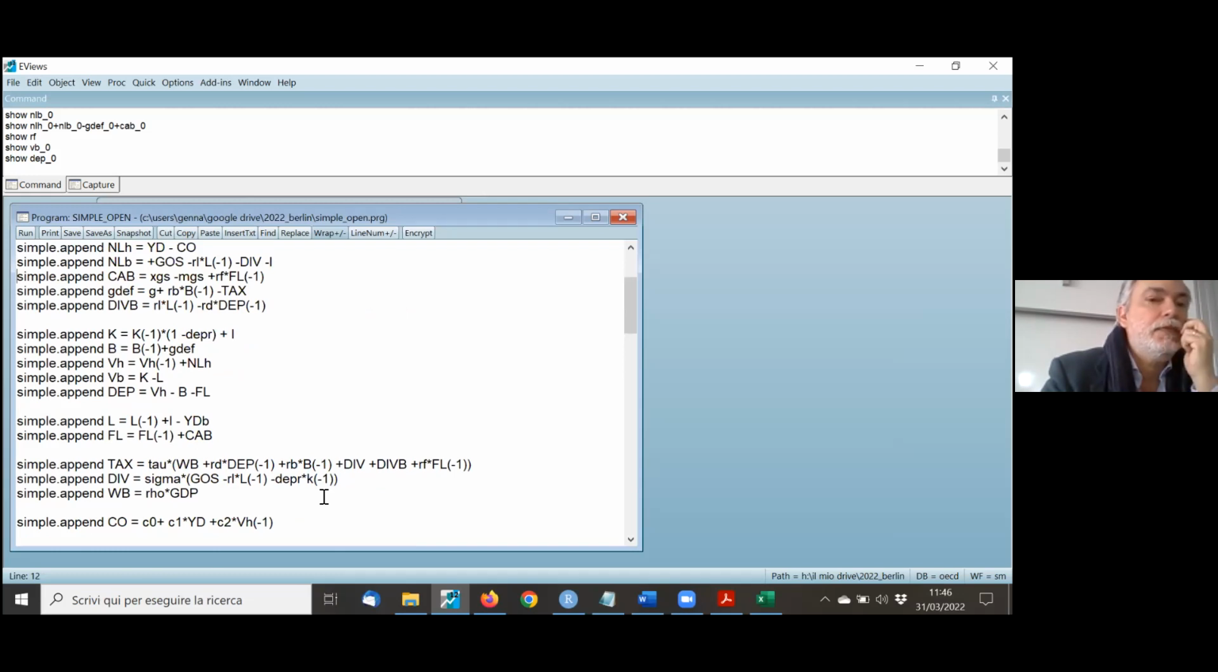The RF variation times FL, no? Yes, but this RF variation is 0 right now. Maybe keep things simple: imports minus exports. Because the variation in foreign debt, if positive, should reflect a current account deficit.